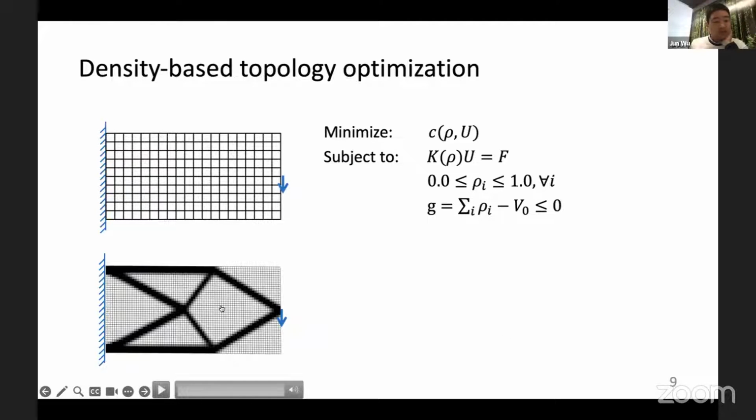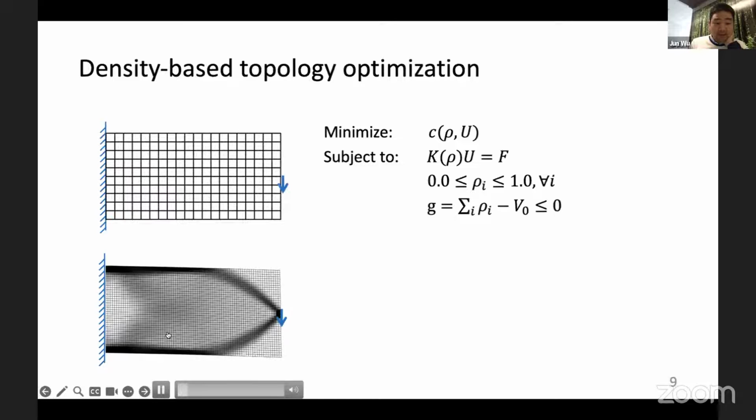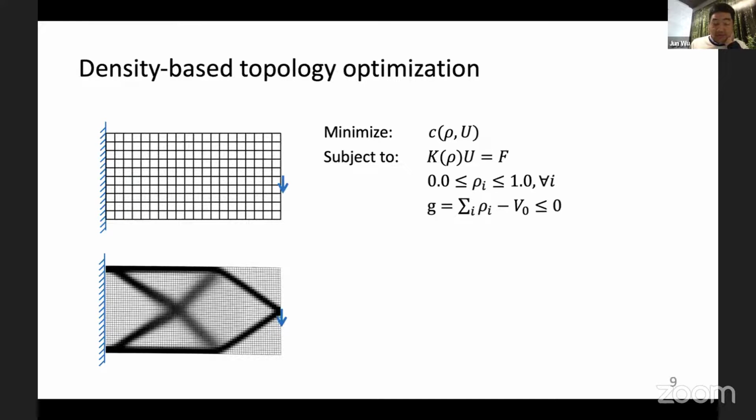In density-based topology optimization, we discretize the design domain into elements, and each element carries a design variable, either 0 or 1, indicating without or with material. And this binary optimization problem is relaxed to allow the design variables to continuously change from 0 to 1. If we have a look at this animation, these intermediate densities are displayed in gray. The optimization is solved in an iterative process. As the optimization continues, it converges to a black and white design.